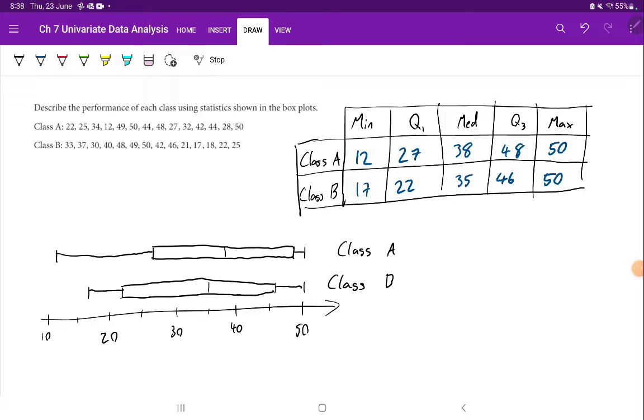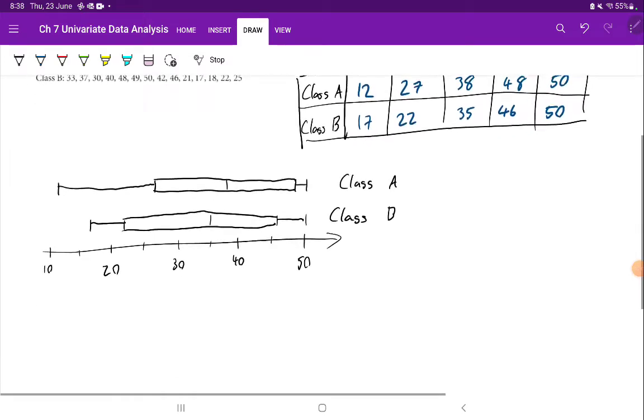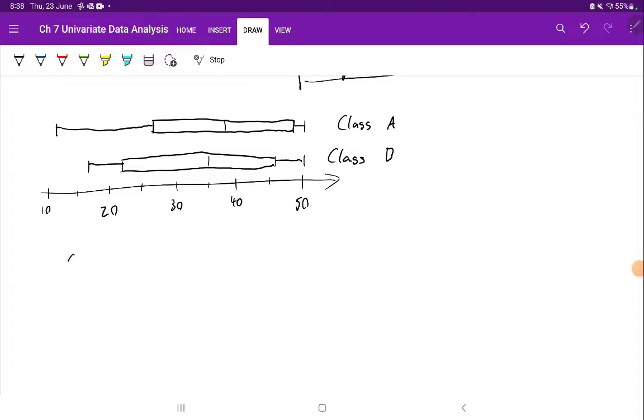Alrighty, but the question did ask us to compare them. So the easiest way to do it is going to be just doing some visual comparisons. So we can see here, Class A has a tail to the left of the median, so that is negatively skewed. While Class B looks pretty evenly weighted, so I'd probably say it is symmetric, or relatively symmetric.